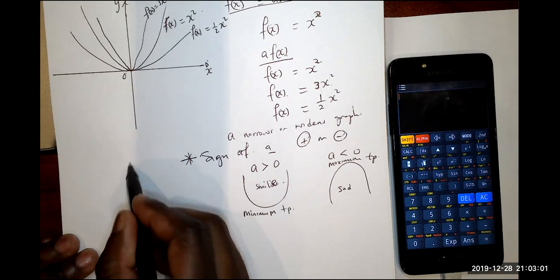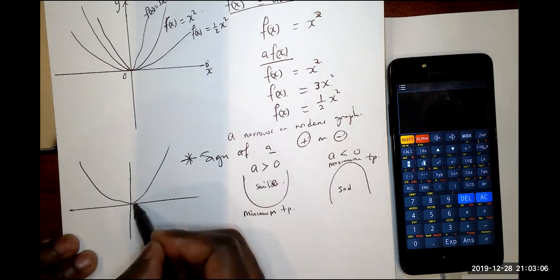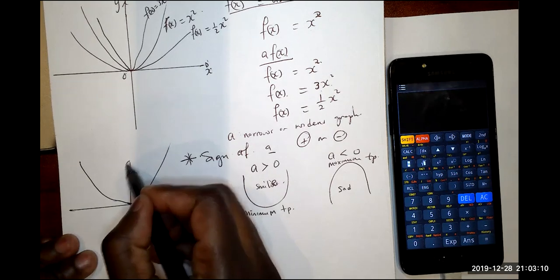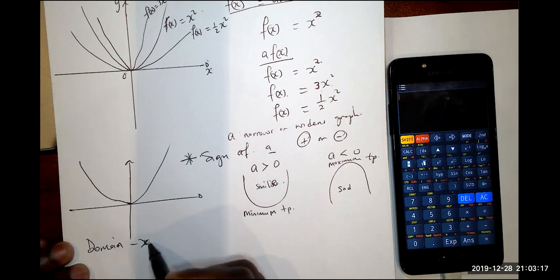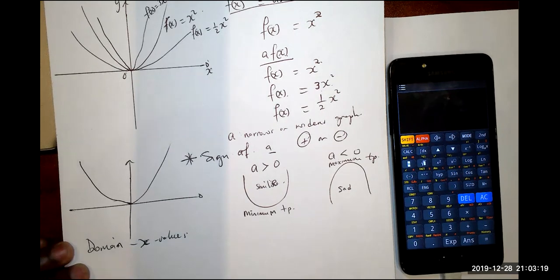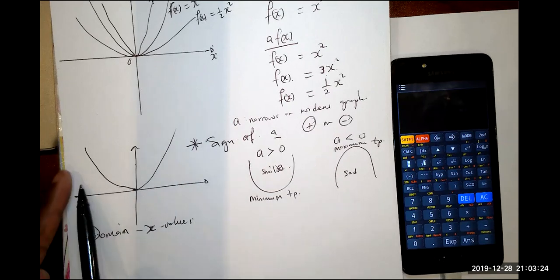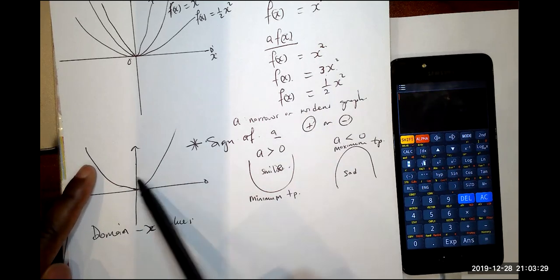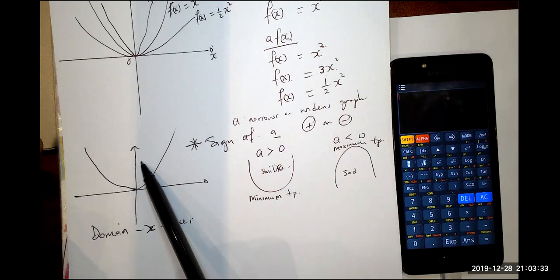Let's say we have a graph here. I'm just going to sketch it. This is smiling, and we are asking, what is our domain there? Domain, we said, is the x values. Can you see something here? Your graph goes up to infinity in terms of positive x, and in terms of negative x, it also goes to negative infinity.